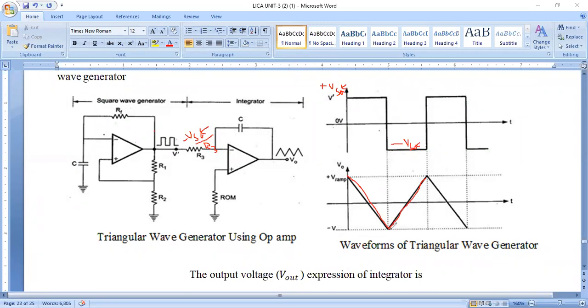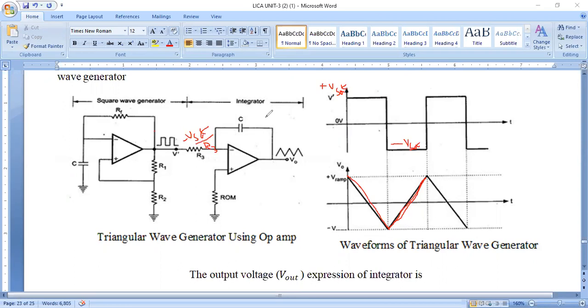Whenever the frequency of the square wave V dash is decreasing, the amplitude of the triangular wave is increasing. This is a vice versa condition. The amplitude of the triangular wave decreases with increasing frequency of the square wave, and increases with decreasing frequency. This is because the reactance of the capacitor decreases at higher frequency and increases at lower frequencies.